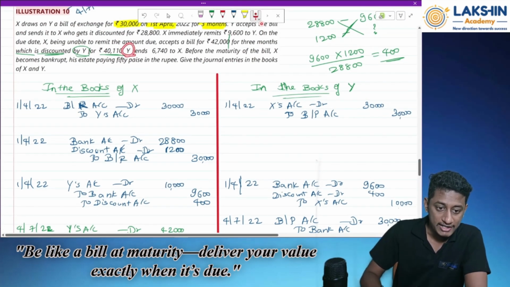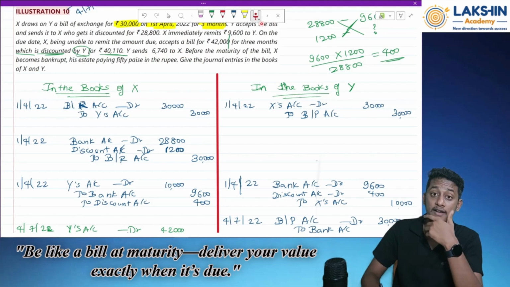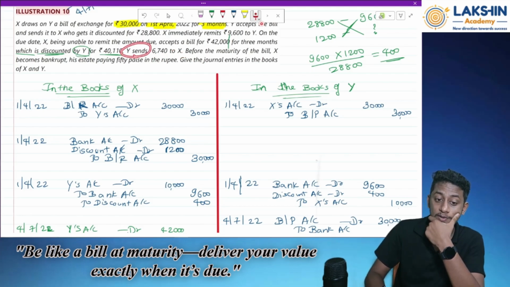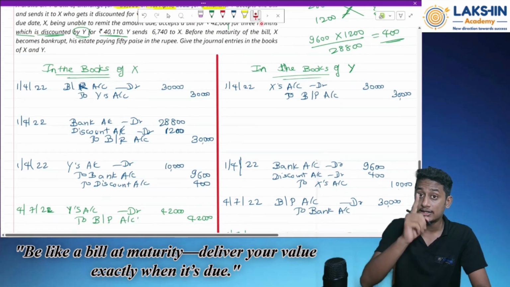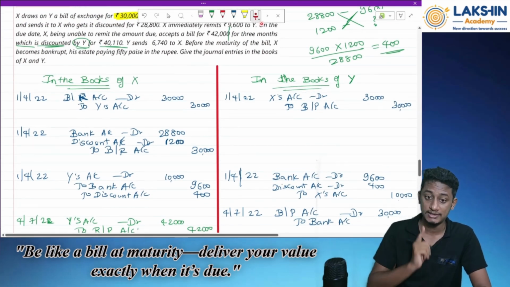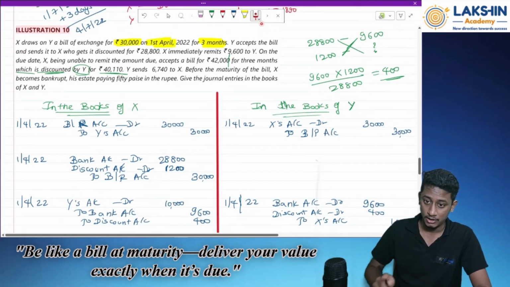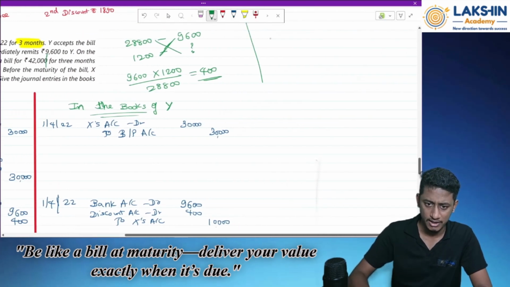Now what Y has done is he sends rupees 6,740 to X. Now what is Mr. Y doing over here? He is sending rupees 6,740 to X. Now again we need to compute the discounting part, what is to be transferred. Now this is the tricky part. Please listen to this carefully. Let's mention the answer over here.